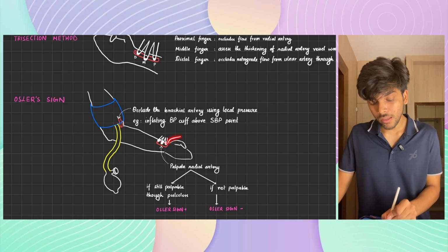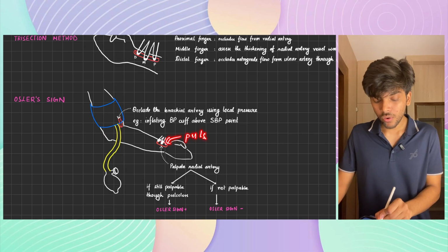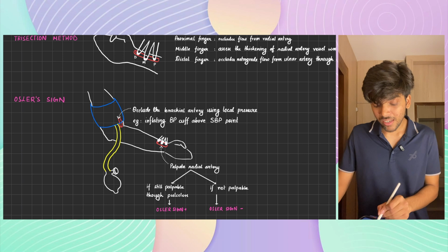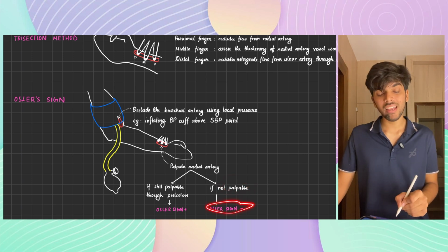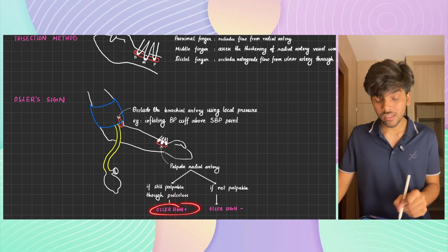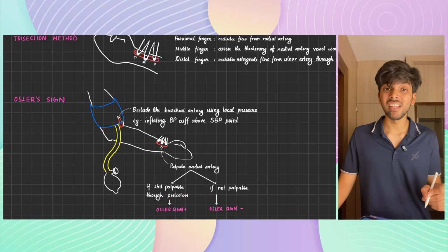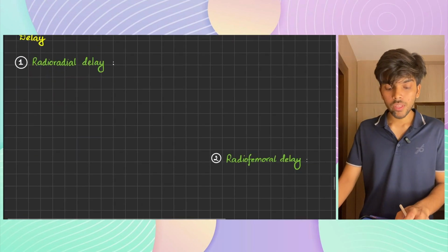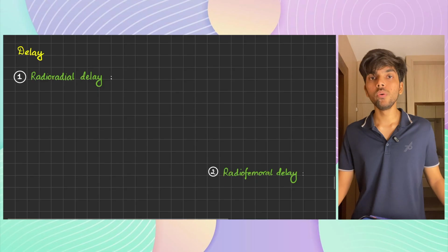And when the artery is pulseless, you try to feel for the wall of the artery. If the wall of the artery is not palpable, that is Osler's sign negative, and that is normal. If the wall of the artery is still palpable even in the pulseless condition, that is Osler's sign positive. That means the artery is thickened. Okay, with that, we move on to delay.